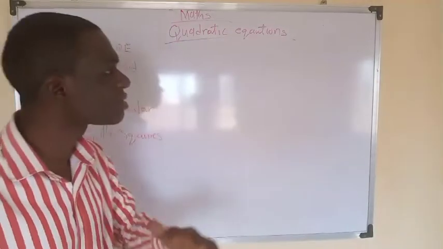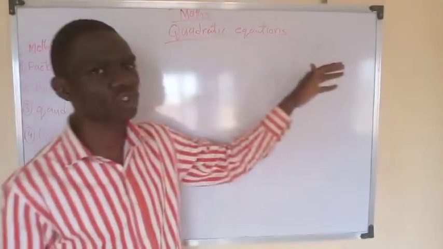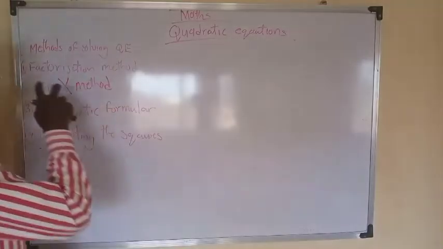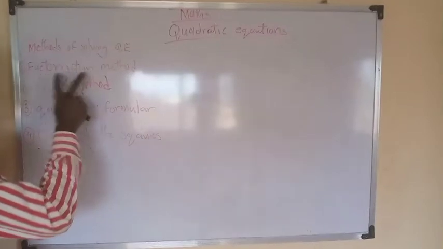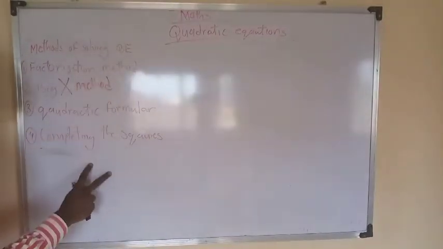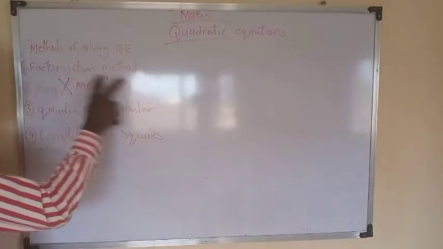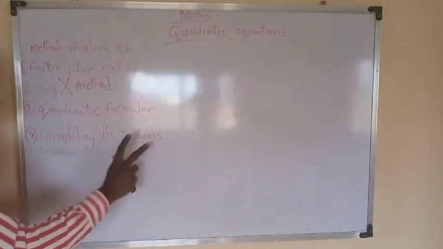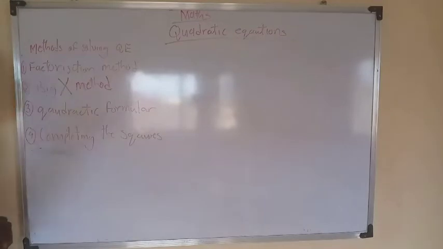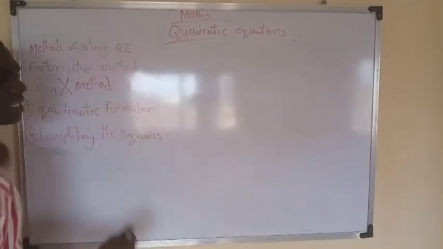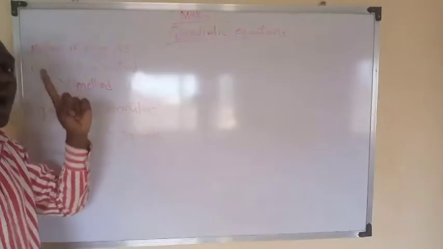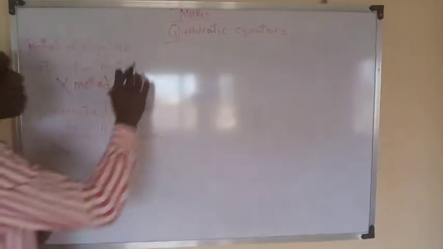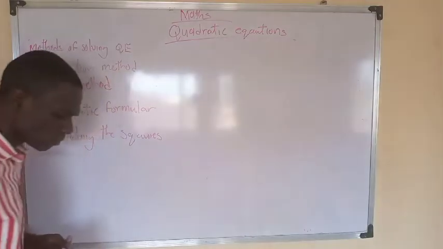So in today's class, we're looking at quadratic equations. And under quadratic equations, we are going to learn how to solve quadratic equations using the following methods. Alright? Factorization method, the big X method, quadratic formula, and completing the squares method. Though we may not be able to finish all these methods in a single class, nevertheless, watch out for part 2 of this video. So let's get started. What is a quadratic equation?